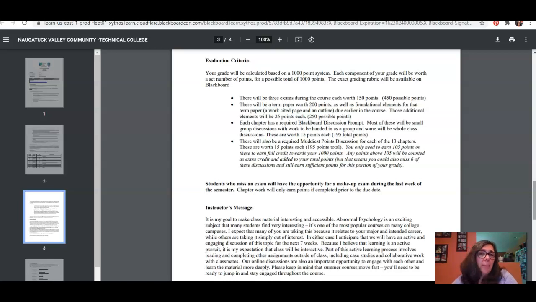That also means you could opt out of essentially almost half of these Muddiest Points discussions and still earn sufficient points to get to 1,000. But of course, that assumes that you're going to earn full credit on everything else for the course. So I think the better way of thinking about it is that you're banking extra points as you participate in anything above 6 for that.